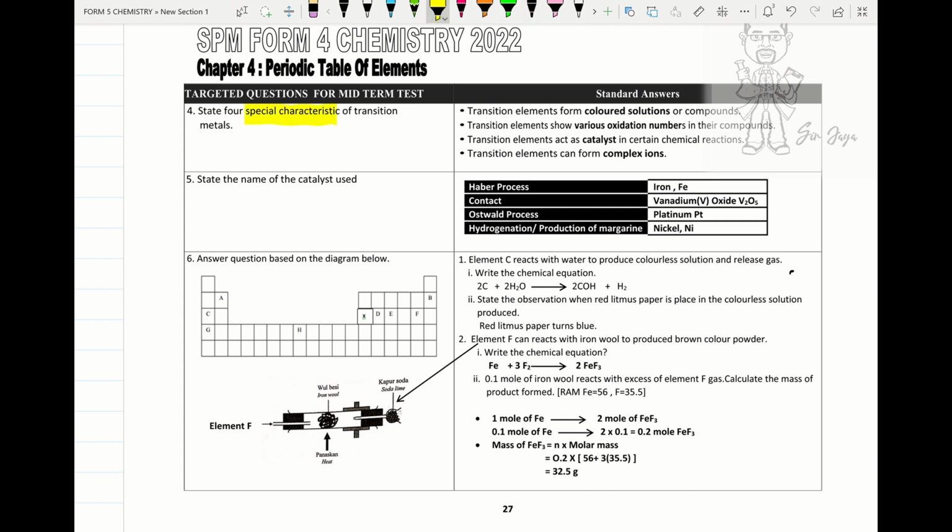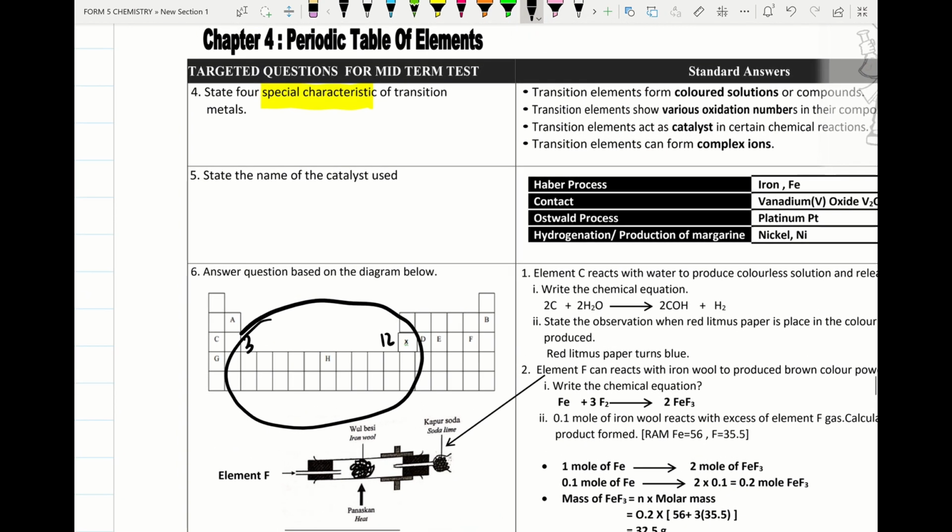State the 4 special characteristics of transition metal. The position of transition metal from group 3 until group 12 is known as transition metal. These transition metals have 4 special characteristics. They can show various oxidation numbers or different oxidation numbers. They can form colored ion or colored compound. They can form complex ion.